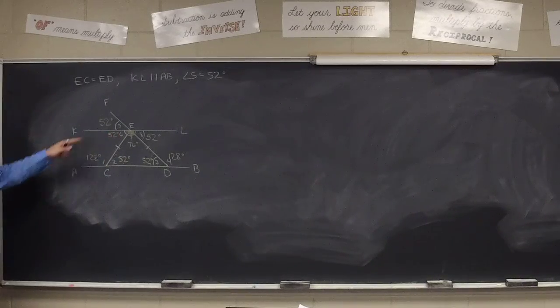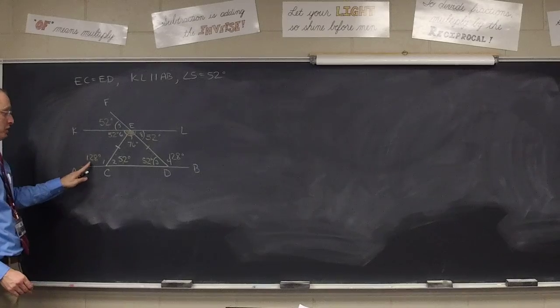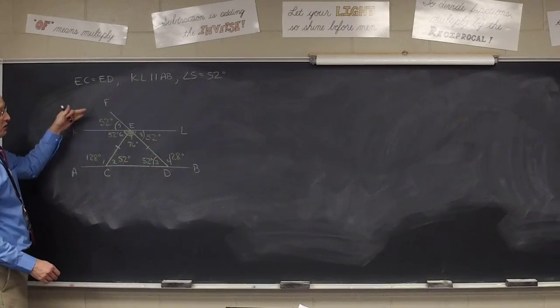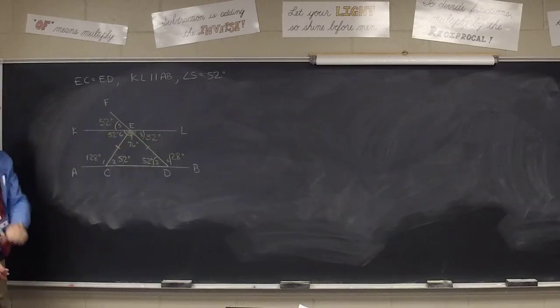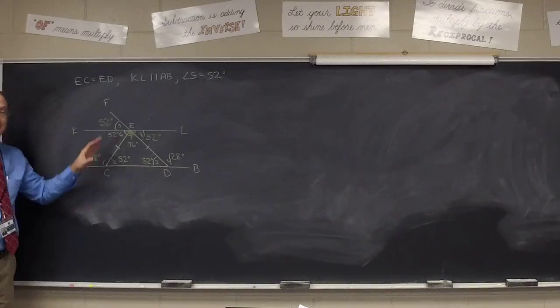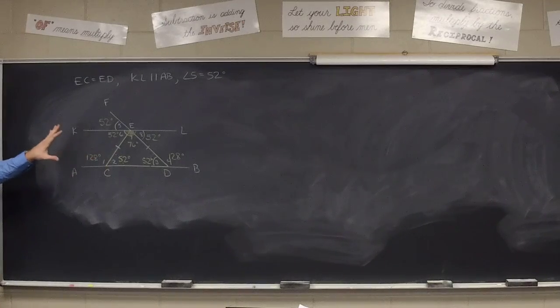How many had 50? Let's see. If we go in order, 128, 52, 52, 128, 52, 52, 76, and 52 for your angles 1 through 8. You got all of them, 8 for 8, correct. All right, those who did it, does it make sense now? Does it make sense now?